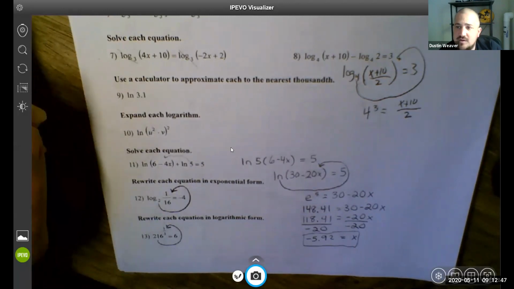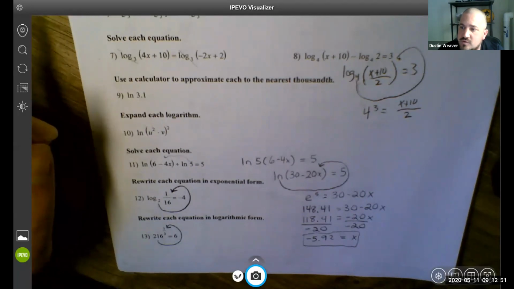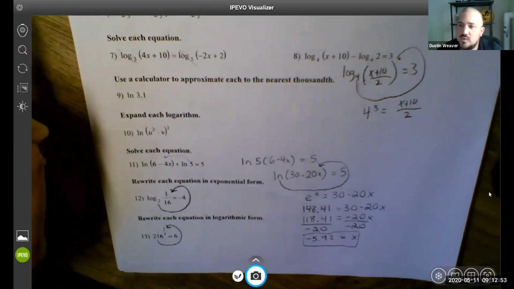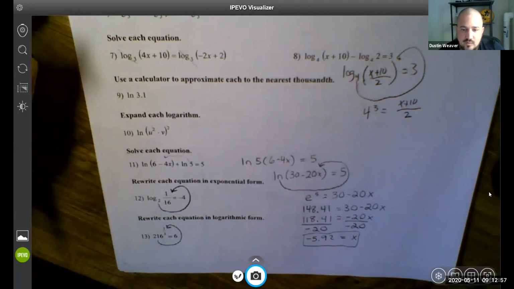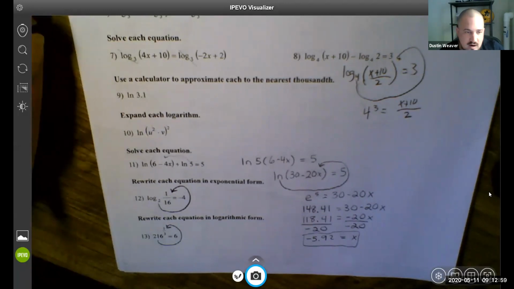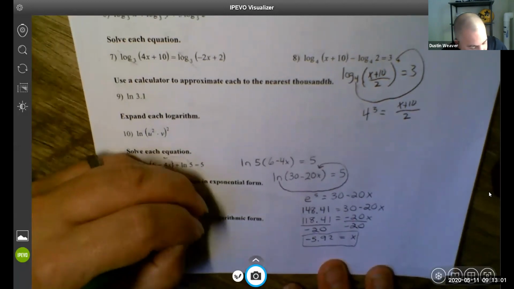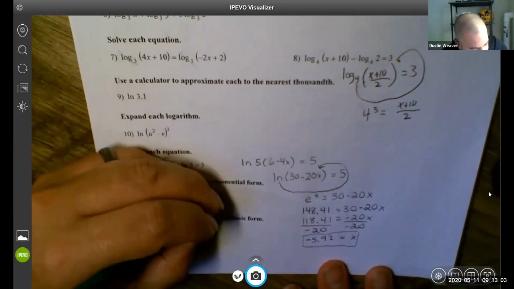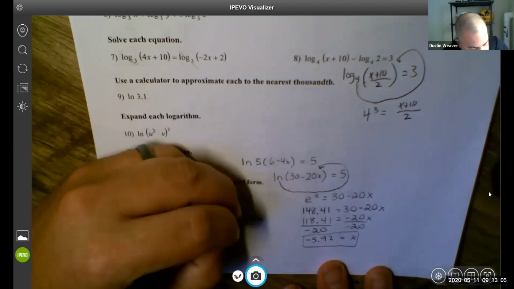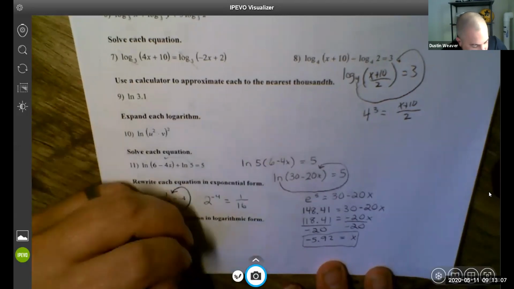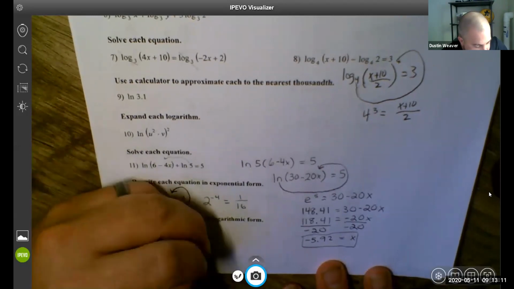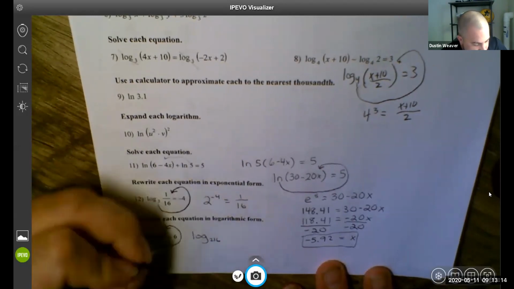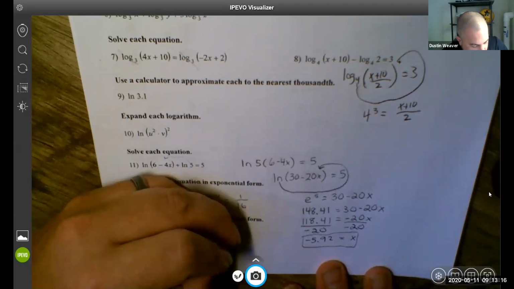You should see one like that on your test as well, or on your for today. We good? I already told you number 12, you just rewrite it. So 2 to the negative 4th equals 1 over 16. And for 13, you just rewrite it. So log base 216 of 6 equals 1/3.